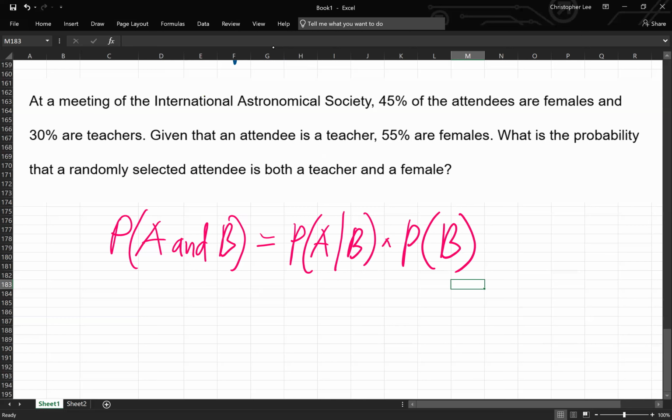A is depending on B. I know. I like to write it like this, though. Because it makes more sense that way. Okay.